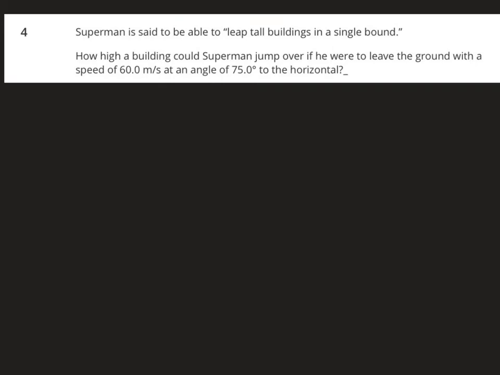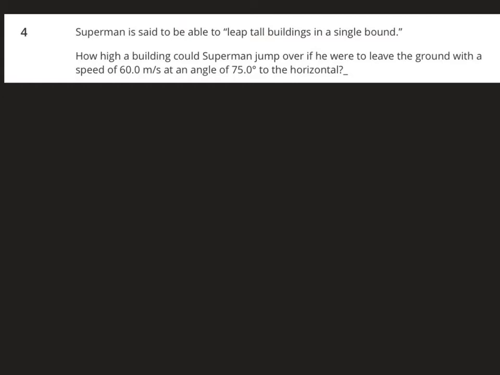All right, Superman is said to leap tall buildings in a single bound. And this is actually Superman from the Golden Comics. Superman of the more current is always flying, so it doesn't always work the same. So how high a building could Superman jump over if he were to leave the ground with a speed of 60 meters per second and an angle of 75 degrees to the horizontal?